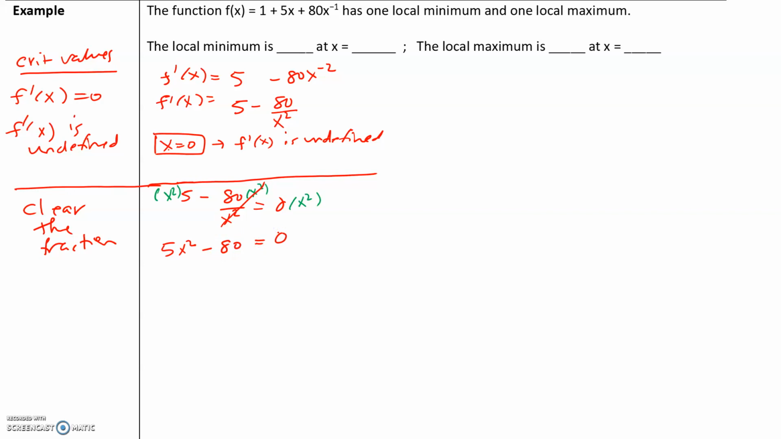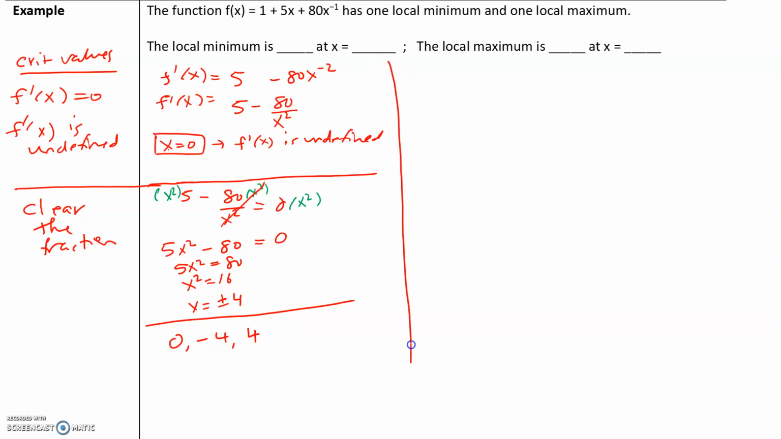0 times x squared is 0. I move the 80 to the right. So I get 5x squared equals 80. Divide by 5. X squared is 16. Square root both sides, and I get x equals plus or minus 4. So my critical values are going to be 0, negative 4, and positive 4.